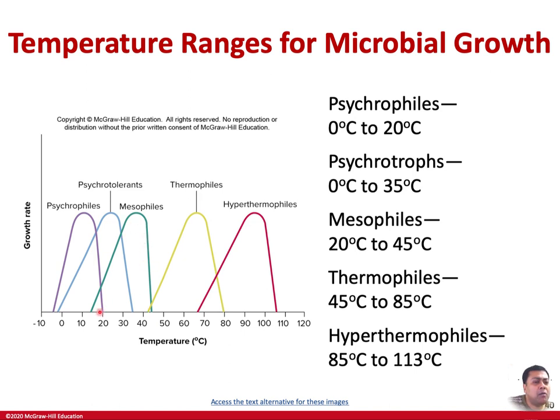Mesophiles are the main organisms that most of the pathogens belong to. The reason, if you look at the optimum temperature for them to grow, is that it is around 37 degrees Celsius, approximately 35 to 40, which is the human body temperature. So most of the pathogens are mesophiles, whereas psychrotolerant organisms can grow at a cooler temperature, and psychrophiles absolutely need cold temperature to grow. Beyond 20 degrees Celsius, they cannot survive either.